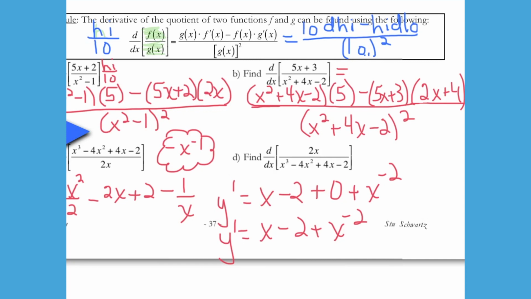I always say you start down low on the dance floor. Haha, just kidding. All right, so that is the end of the product rule and the quotient rule.